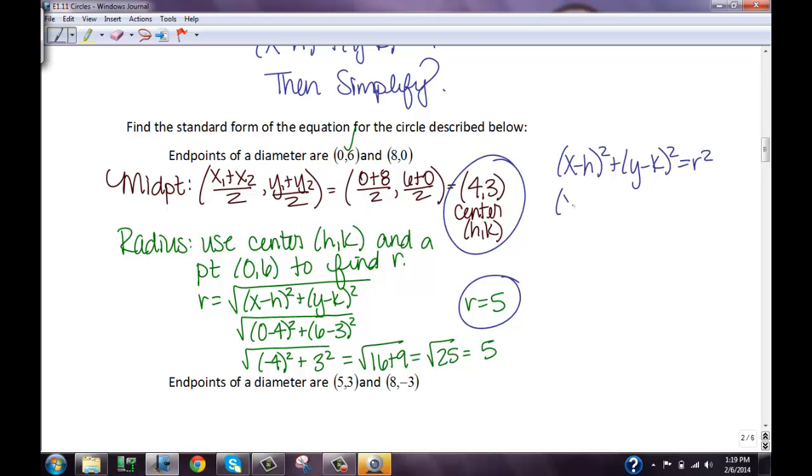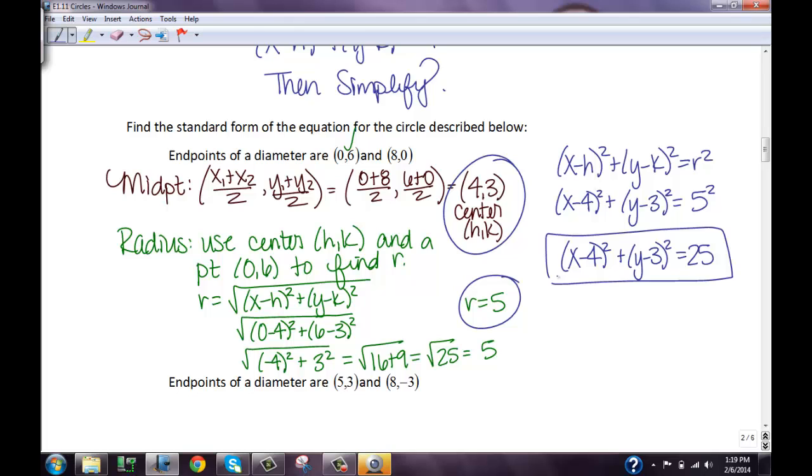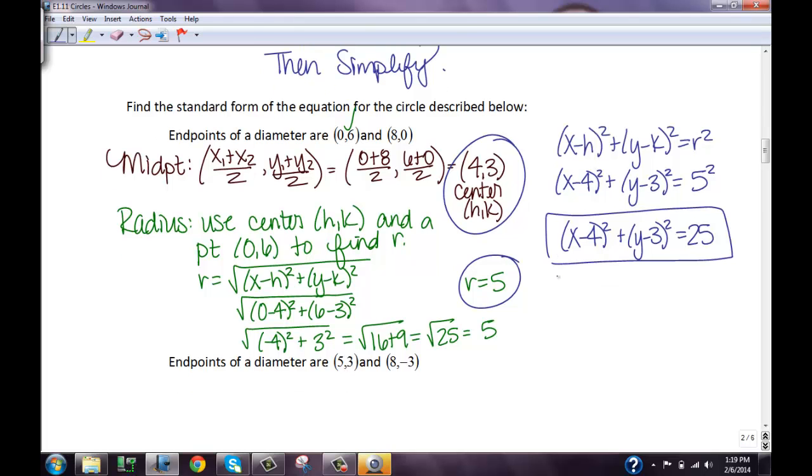Okay, so I do x minus my center x value, my h, which here is 4 squared, plus y minus my center y value, which is k, which in this case is 3 squared, equals my radius, which is 5 squared. And then I'm going to go ahead and simplify. So I just get x minus 4 squared plus y minus 3 squared equals 25. And I can just leave it like that. Okay, let's look at another one. Same process.